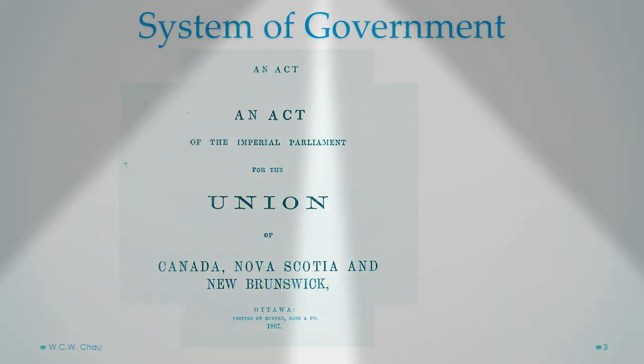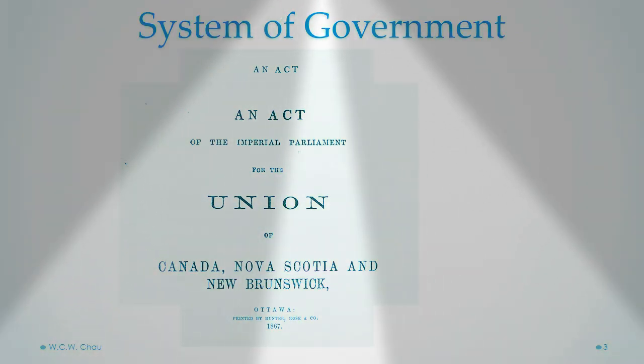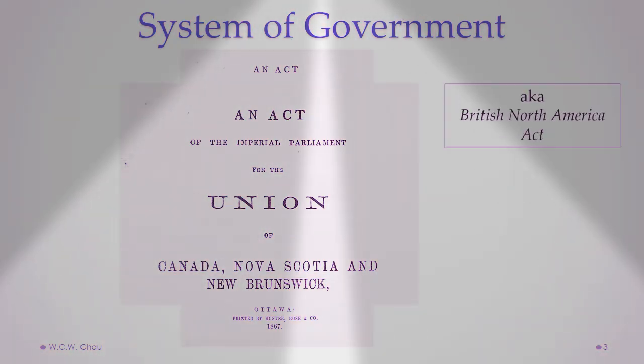It was an act for the Union of Canada, New Brunswick, and Nova Scotia. Canada refers to both Ontario, which is Upper Canada, and Quebec, which was Lower Canada. So originally, Canada was made up of 4 provinces. This act of the British Parliament was also known as the British North America Act.